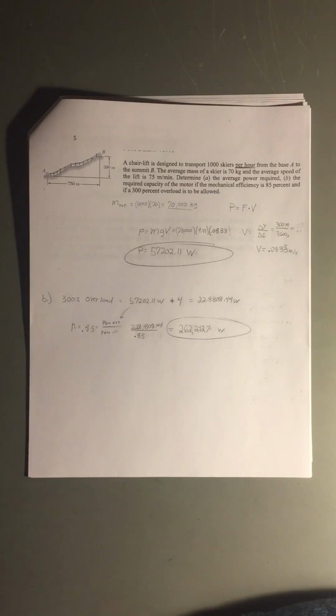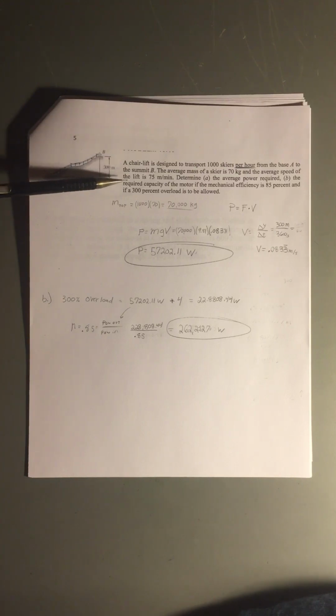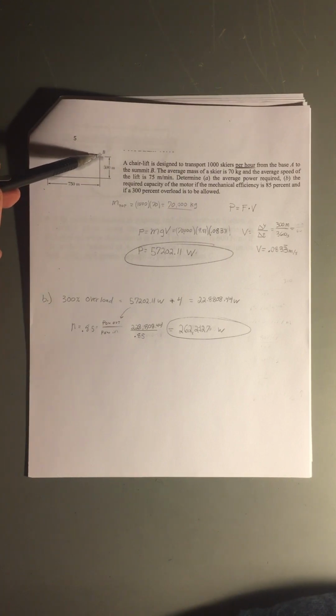On problem number 5 here, we have this chairlift that's transporting skiers up this hill, and the question wants us to find the average power required to do that. So how much power a motor would have to pull the skiers up the hill. And so when I first started solving this problem, I was using the part where the problem tells us that there is a speed of 75 meters per minute taking them up the hill this way. But looking at the question closer, we realize that we don't actually need to use that information.